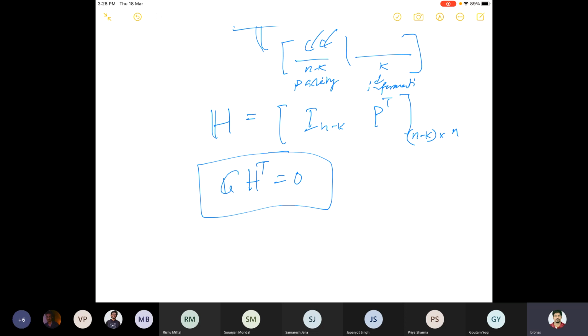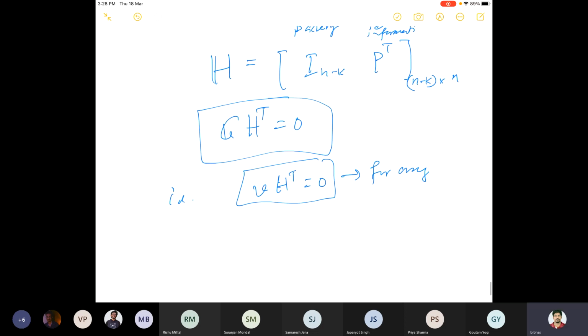that the row space is orthogonal to H. That means any code V which is in the row space, V times H transpose is always equal to 0, for any code word. So this is one property of the code word: if we know the generator matrix, then of course we can construct the parity matrix, and whether a binary string of length n is a code word or not can be verified by checking whether V times H transpose is equal to 0 or not. So for any code word V.